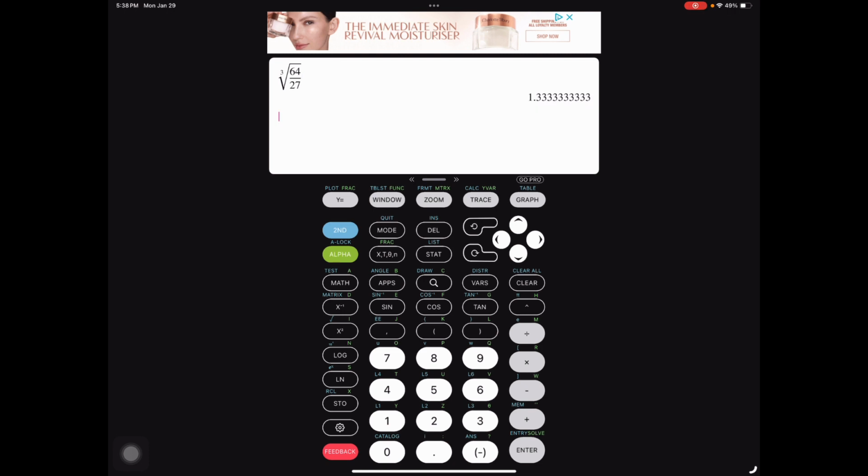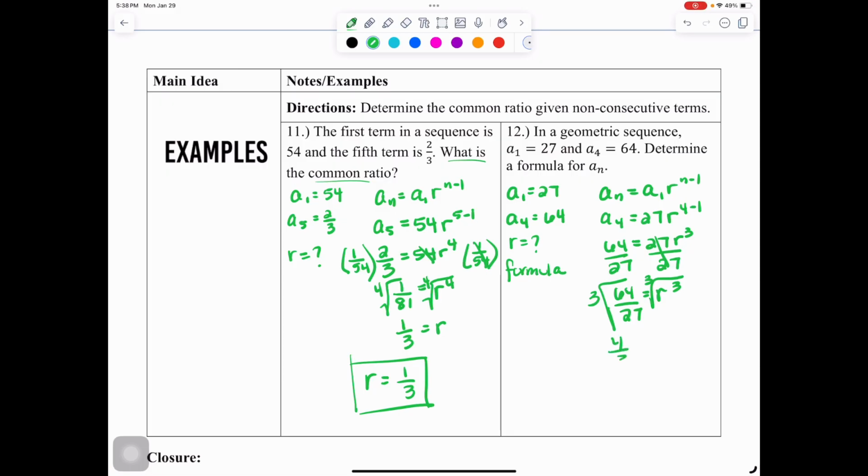Once again, we get a decimal, so we can change that to a fraction, because we do not want to write a repeating decimal as our answer, by doing alpha y equals, and remember we're picking option 4 to convert it. So I get 4/3. So I have 4/3 equals r. Now, I needed to find r because the question's asking me to determine the formula. So now I know it's a sub n equals the first term, which is 27, the ratio, which is 4/3, and then to the n minus 1.